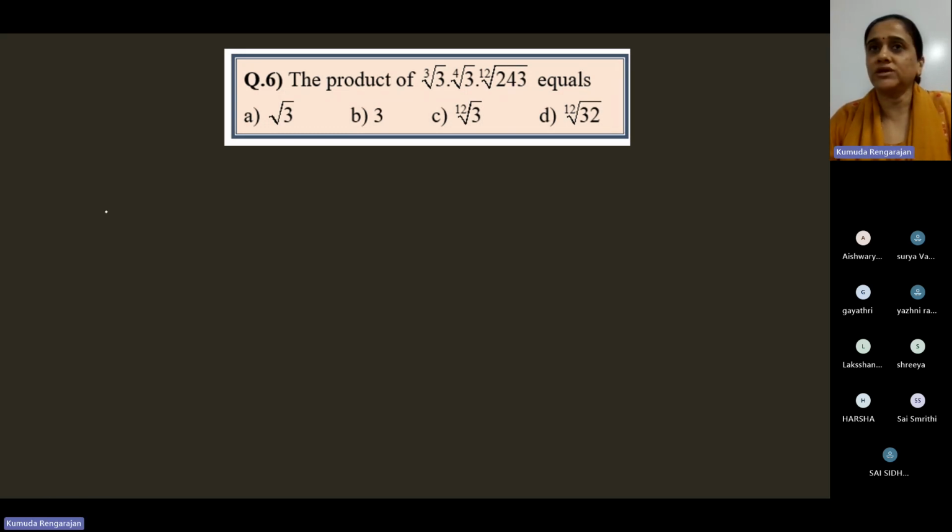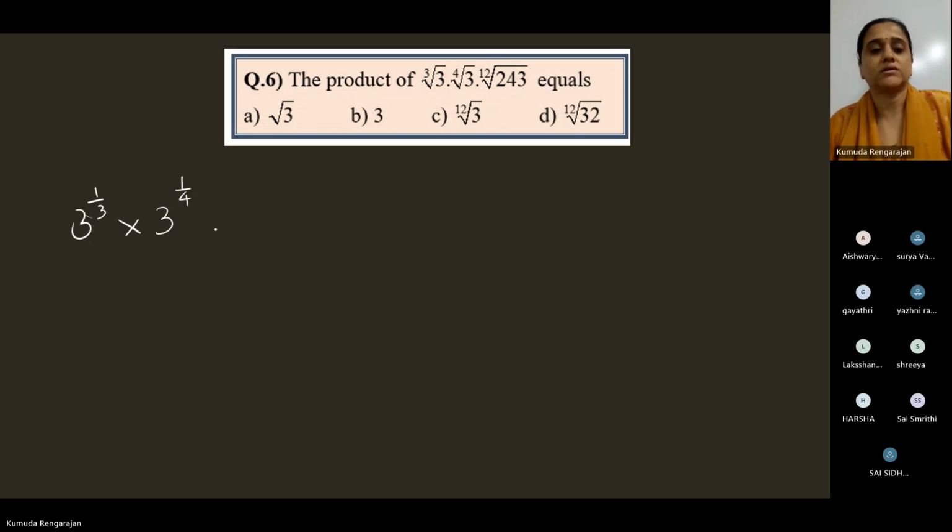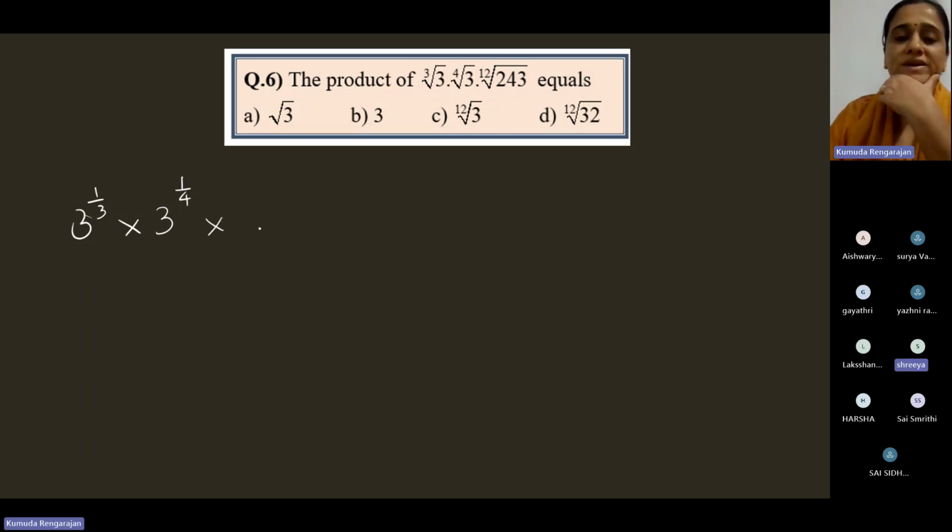So cube root of 3 can be written as 3 to the power 1 by 3. And fourth root of 3? 3 to the power 1 by 4. And what's 243 in base 3? 3 to the power 5. And 12th root is to the power 1 by 12. So it will be 5 into 1 by 12.